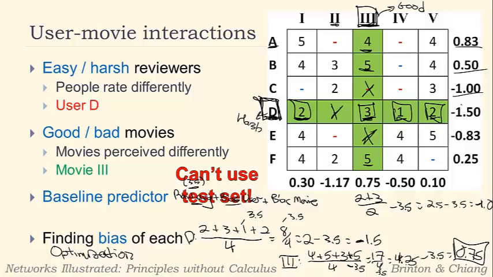And you can verify the rest of these also. And then on the movie side, movie 2 is a pretty negative movie, actually. It's 3 plus 2 divided by 3, and then subtract out the mean of 3.5 from that.